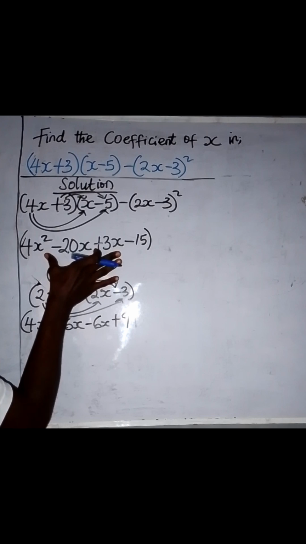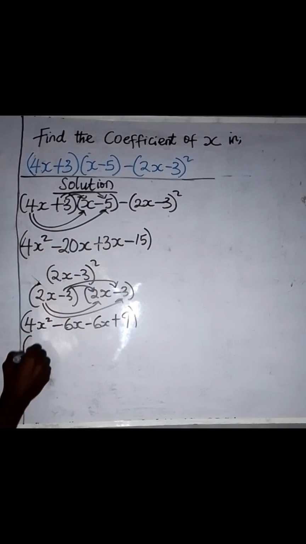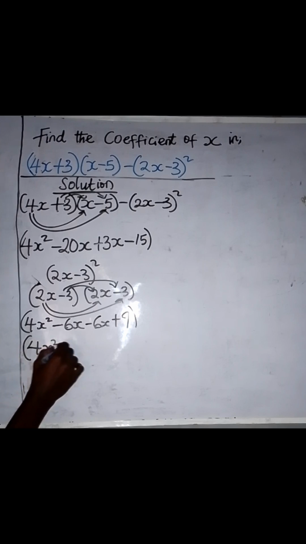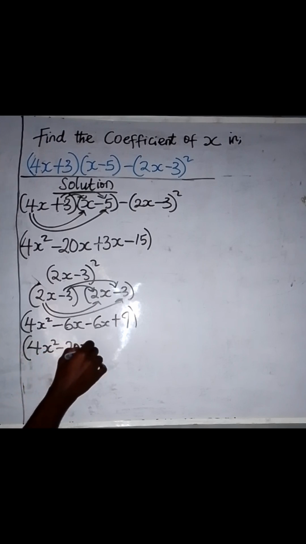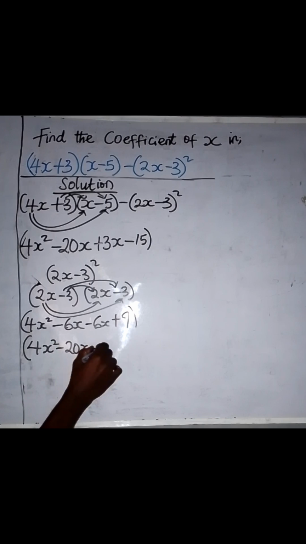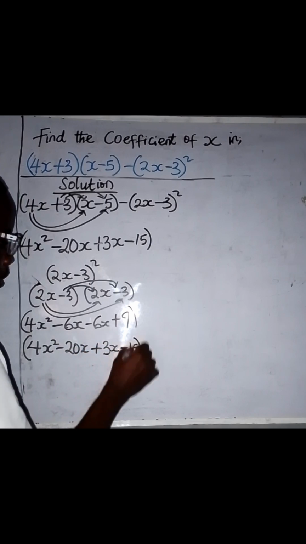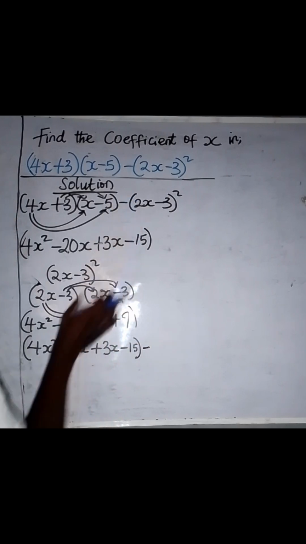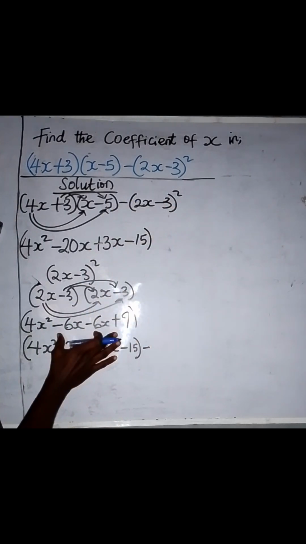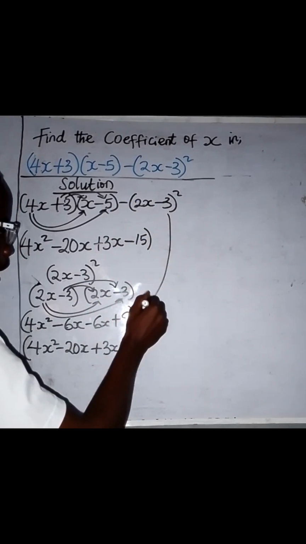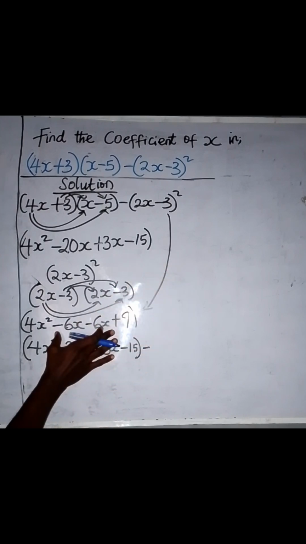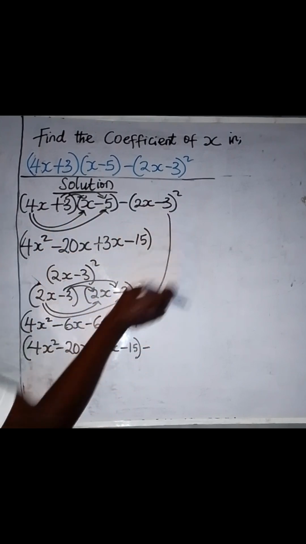So let's simplify the first bracket and also put it with the second bracket. So I'll bring back my first bracket. The first bracket here is what? I have 4x squared minus 20x, then plus 3x minus 15. Minus, remember the question said minus the second bracket. I expanded this to this. I expanded this as this. This is what gave me this.